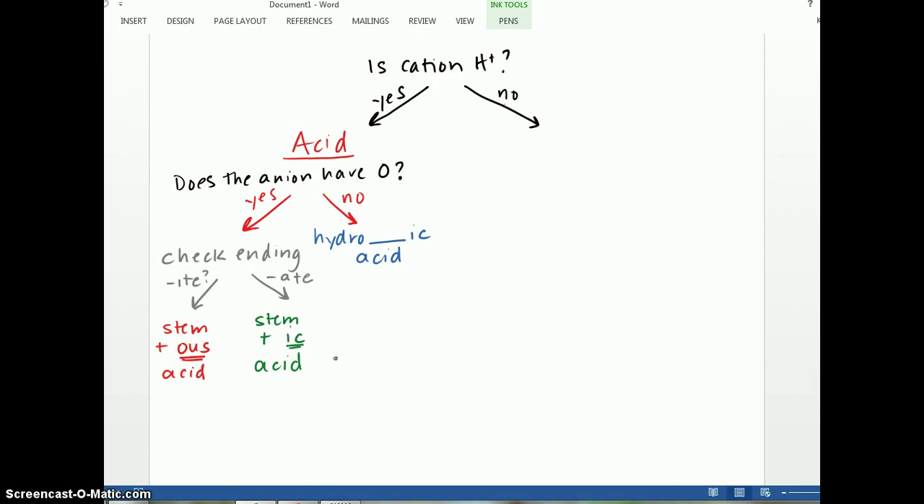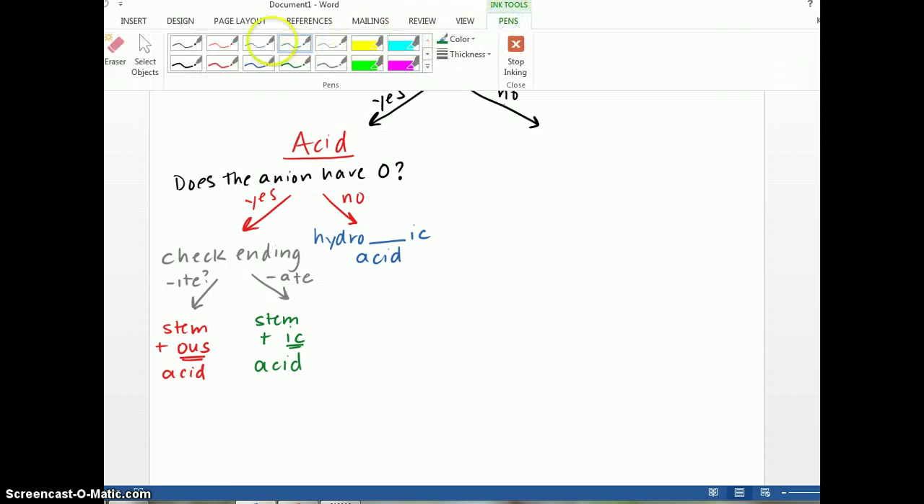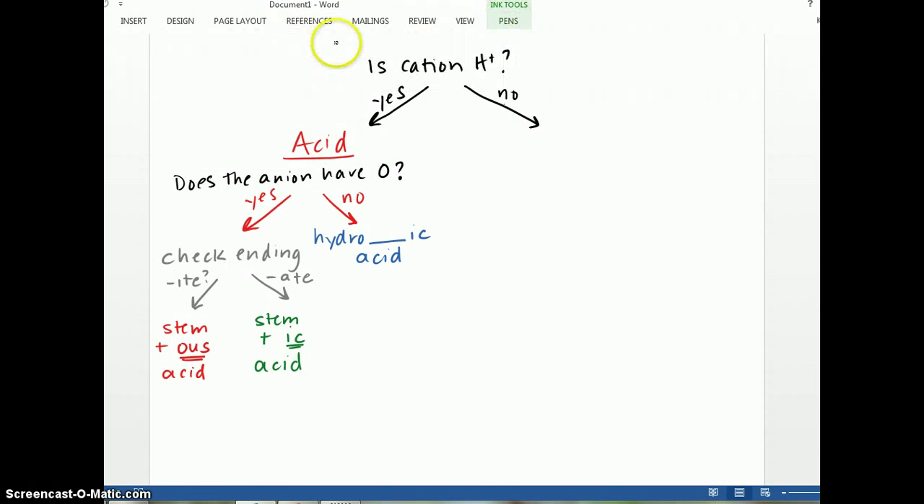Now let's work our way through the other side. Is the cation H? The answer is no. So then we need to ask ourselves two other questions. We can ask, is the cation a nonmetal, or is the cation a metal?